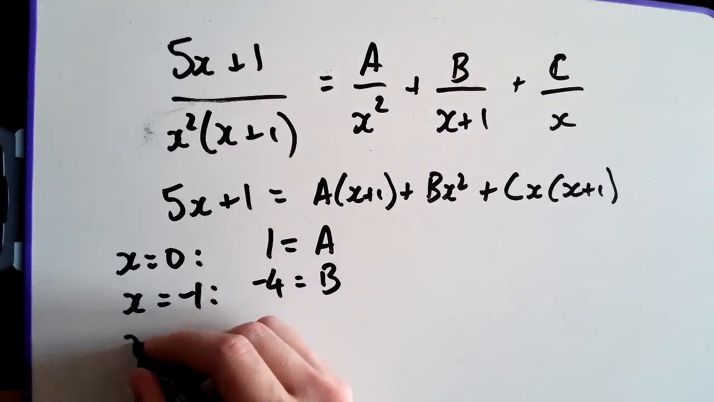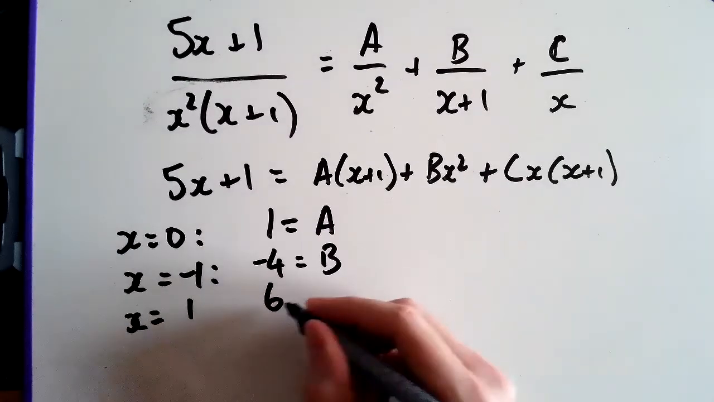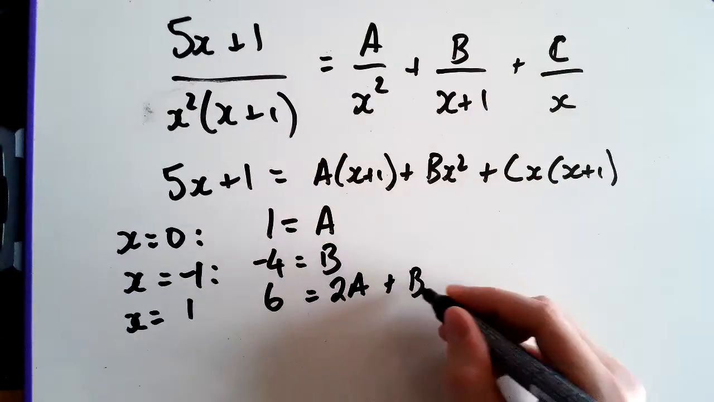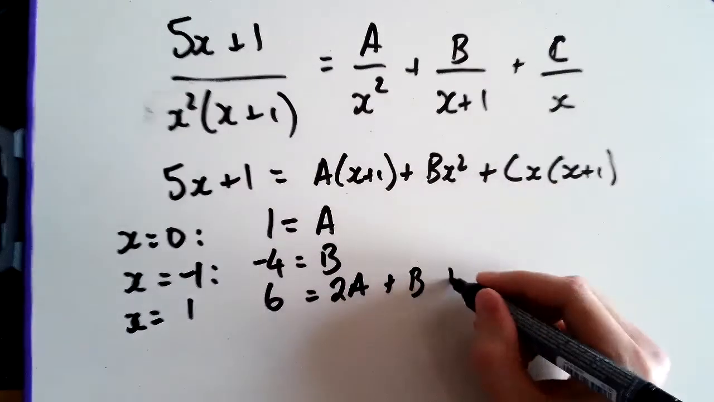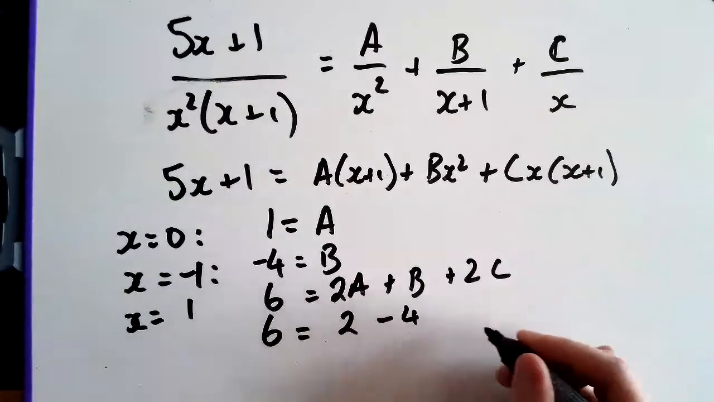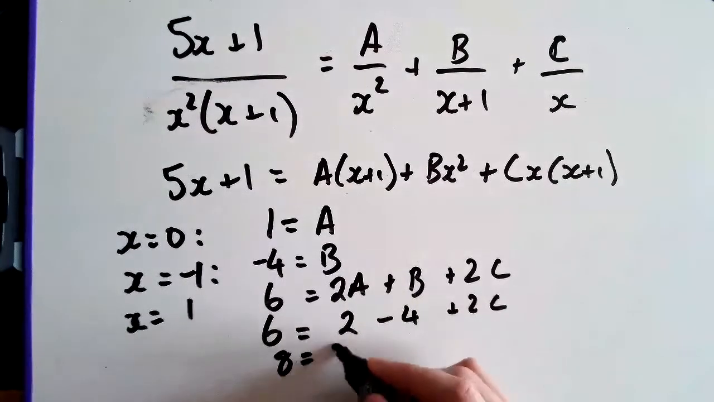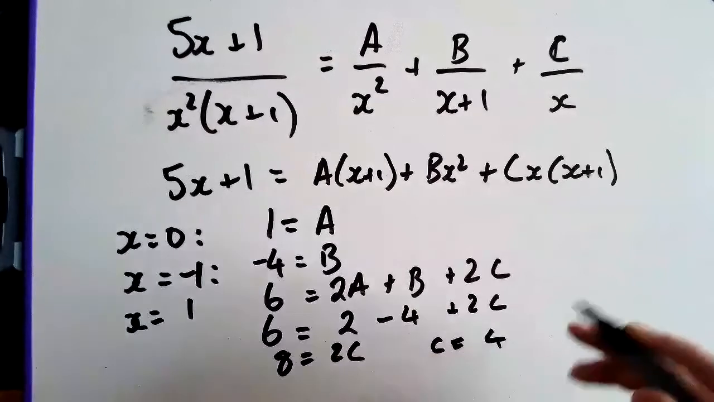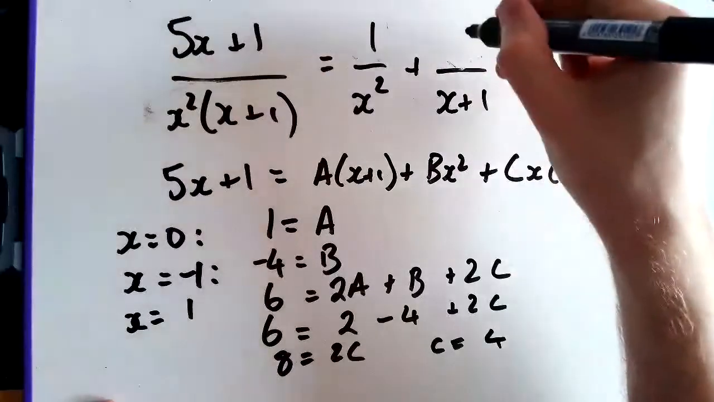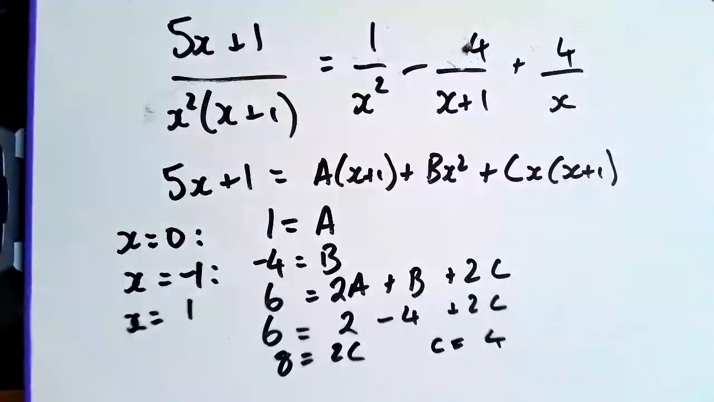Now I need another random number, so I'm going to choose just 1. So I get 6 equals 2a plus 1b plus 2 times 1 is 2c. Sub the numbers in, so 2 minus 4 plus 2c. So minus 2, that gives me 8 equals 2c. So c equals 4. So we get a is 1, b is minus 4, and c is 4.